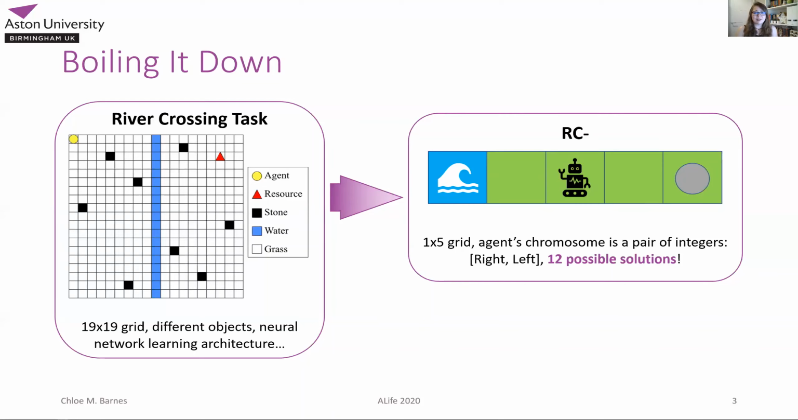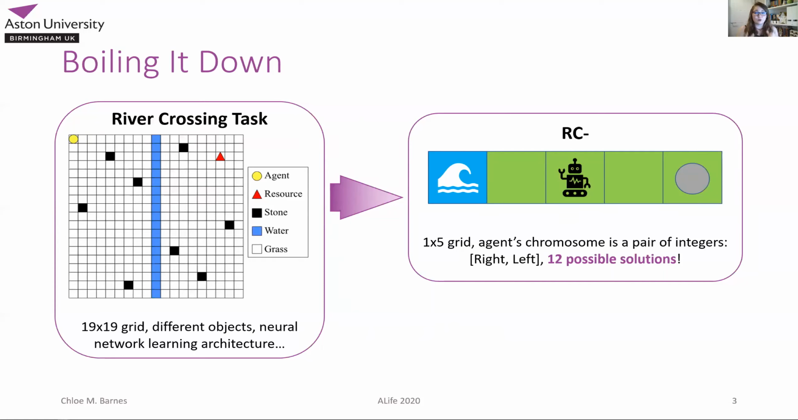So because it's a complicated problem, agents have a two-layer neural network learning architecture, so there's lots of complexity there. So we've reduced it right down into a 1x5 test bed. So we have our 3 objects, which we've identified as a fundamental core component of the learning task, so the building of the bridge. So we have the water on the left-hand side, the stone on the right, so it can build a bridge, and then we have our agent in the middle.